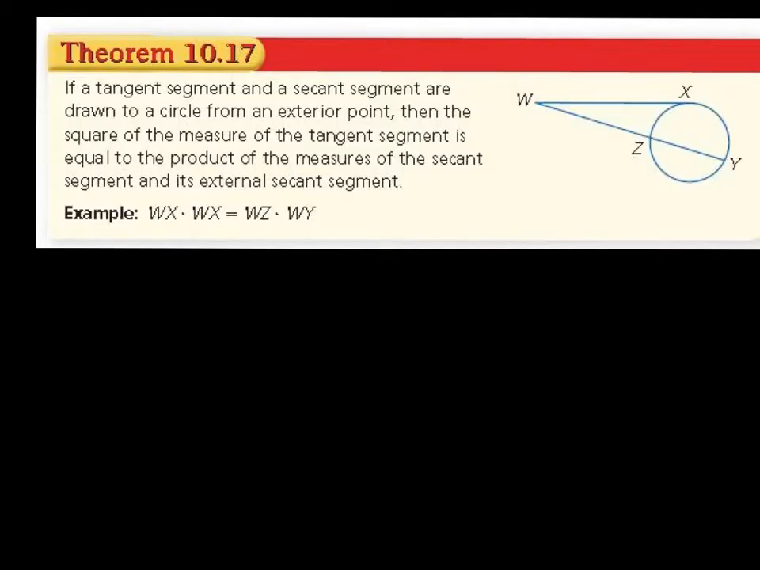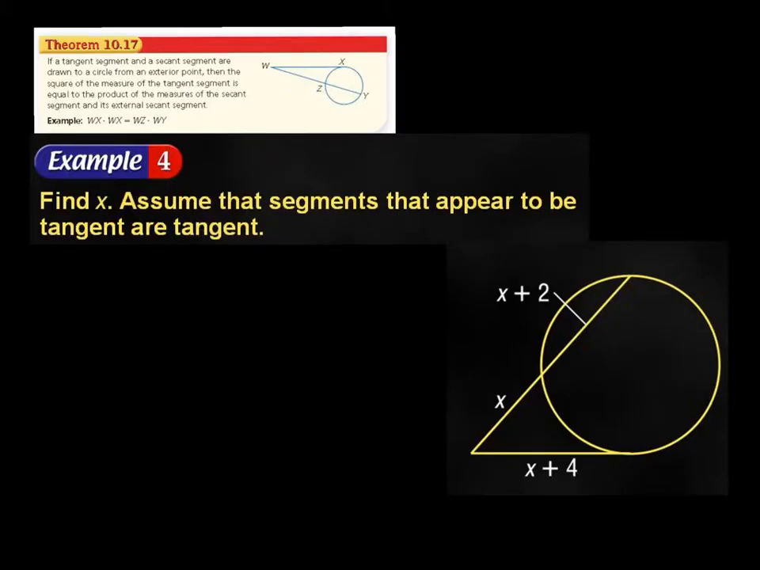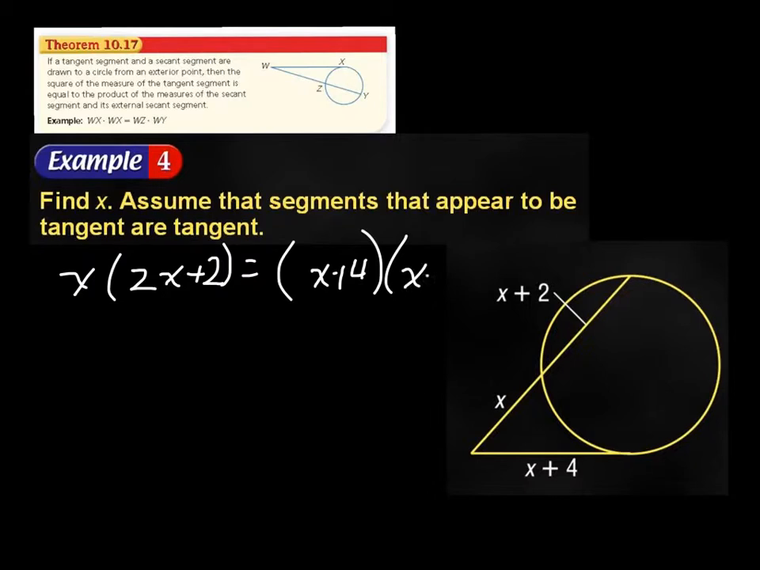If a tangent segment and a secant segment are drawn to a circle from an exterior point, then the square of the measurement of the tangent segment is equal to the product of the measures of the secant segment and the external secant segment. In my mind, this is the same as Theorem 10.16. I'm going to do exterior times whole length. So whole length would be x plus x, which is 2x, plus 2, equals exterior times whole length, which happens to also be x plus 4 because there is no interior. Okay, a true mathematician would probably be cringing because I just did that, but it makes sense to me.